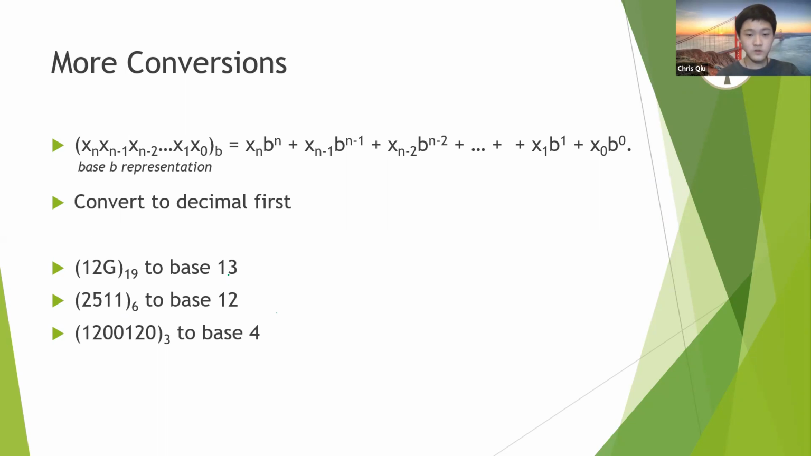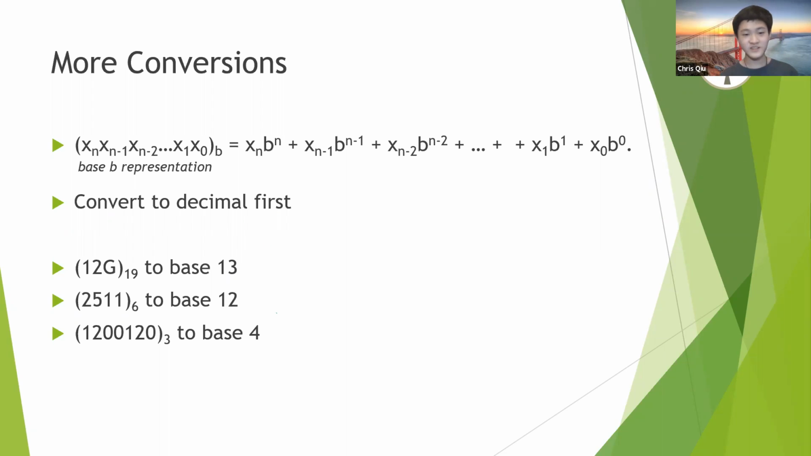So the reason we want to first convert to base 10 is because it's easier to convert from base 10 to base 13 than directly convert from base 19 to base 13, because we don't typically use base 19 or base 13. So base 10 is kind of like a point of reference in this conversion.